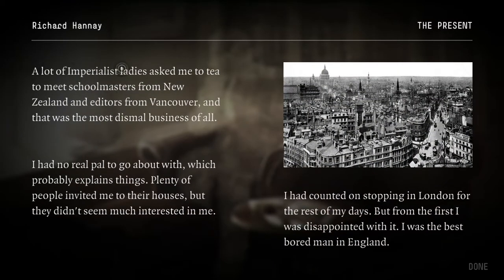A lot of imperialist ladies asked me to tea to meet schoolmasters from New Zealand and editors from Vancouver, and that was the most dismal business of all. I had no real pal to go about with, which probably explains things. Plenty of people invited me to their house, but they didn't seem much interested in me. I had counted on stopping in London for the rest of my days, but from the first I was disappointed with it. I was the best bored man in England.